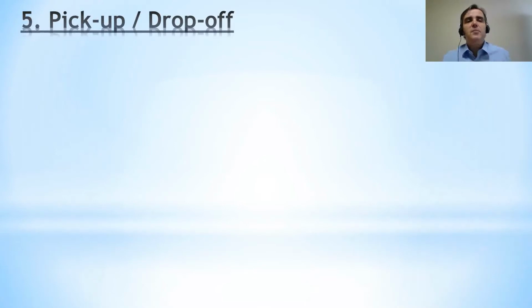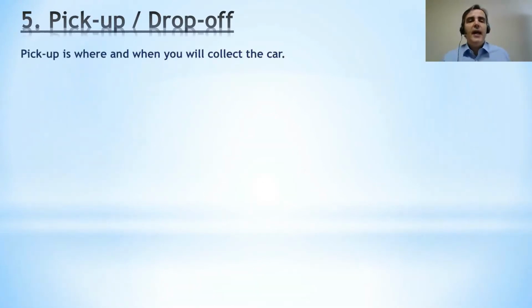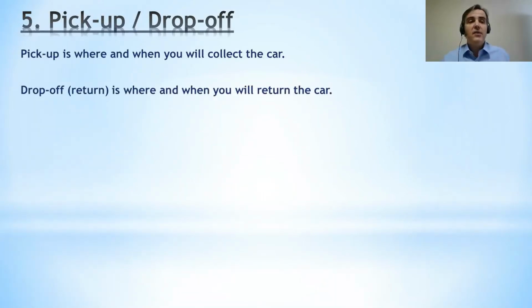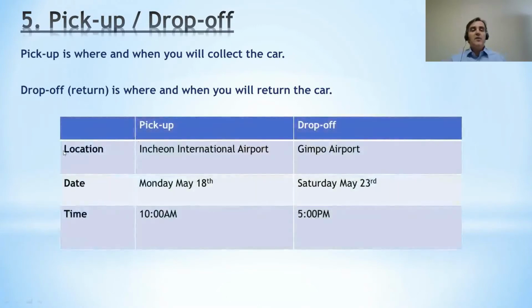The last thing is pick up and drop off, and this is where and when you will collect the car and return the car. So pick up is where and when you collect, drop off or return is where and when you will return the car. So here usually we will have location, the date and the time. So let's say that you have flown into Incheon Airport and you want to collect your car from there. Well, there you go. The location, Incheon International Airport. The date, Monday, May 18th. And I'm picking it up at 10 a.m.